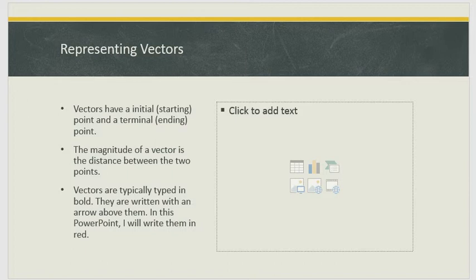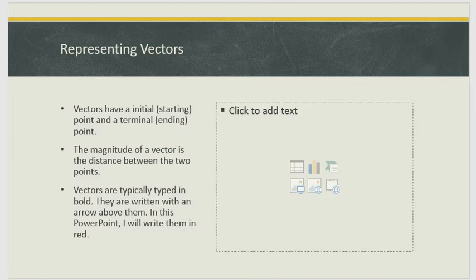So vectors have an initial starting point. This is where you're going to start drawing your line, and a terminal ending point, which is where the arrow is going to be, the arrowhead. So I can help you picture it without any pictures.